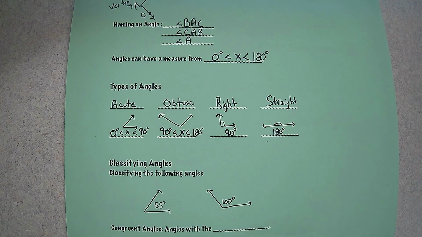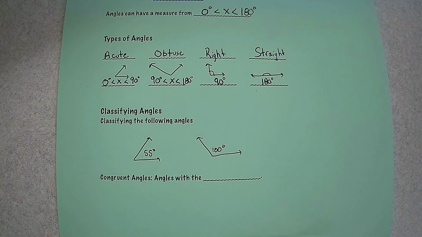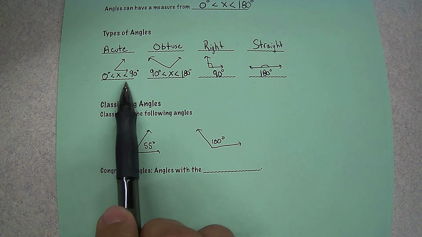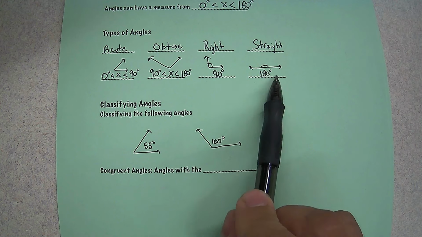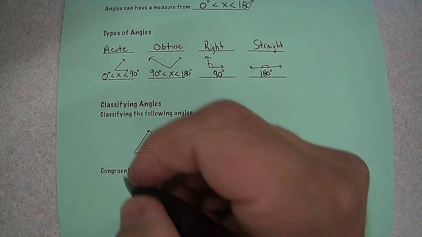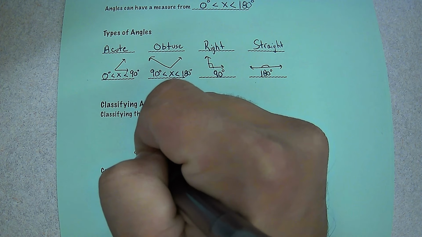So one thing that we may be asked to do is to classify an angle. You're going to be given an angle. It's 55 degrees. So we look at where does that fit? Well, it's not this one. It's not that one. 55 degrees is in between 0 and 90. So this is an acute angle.